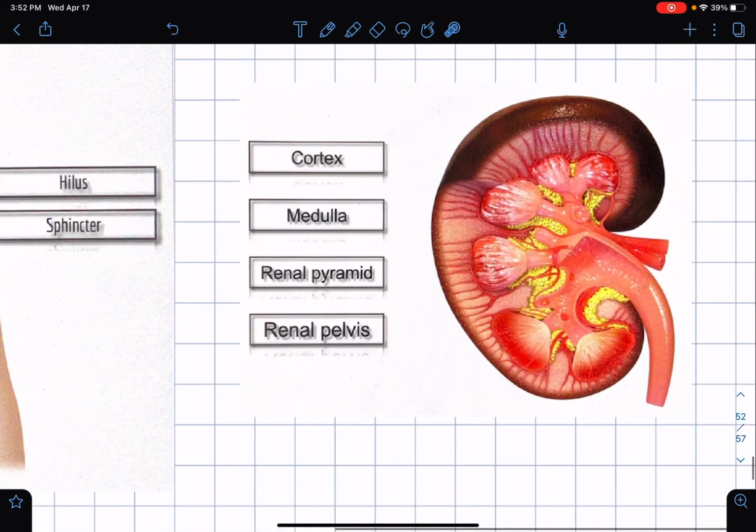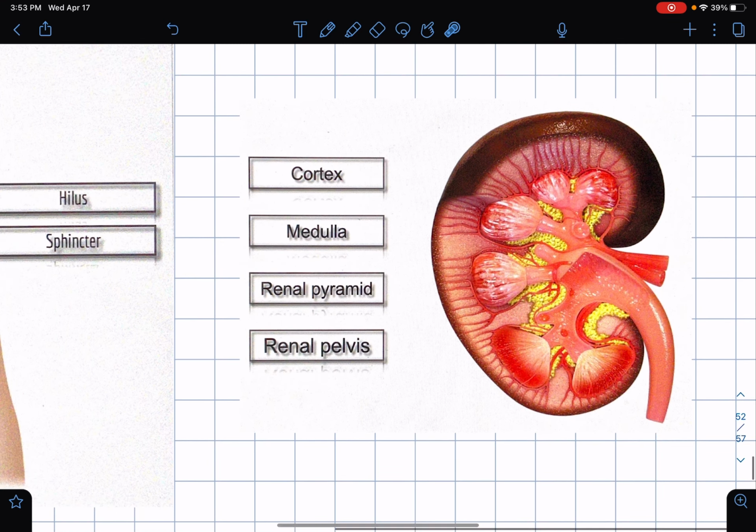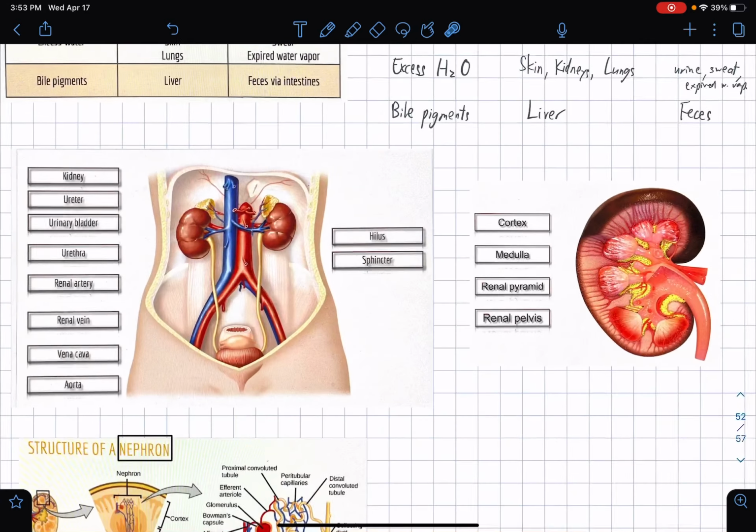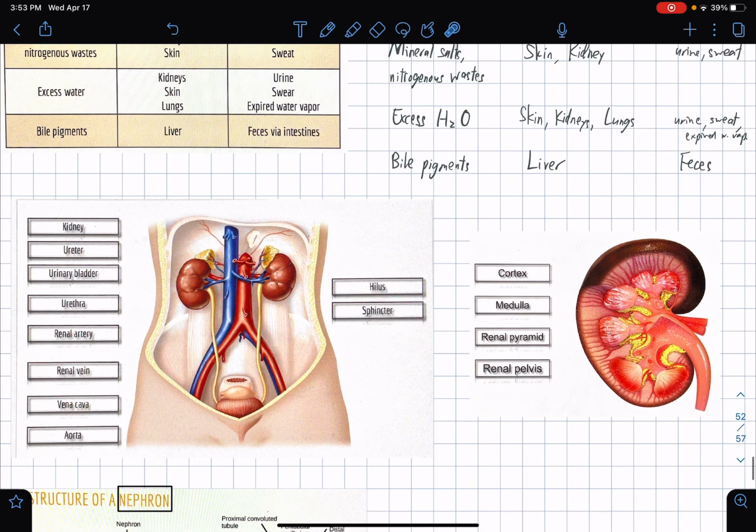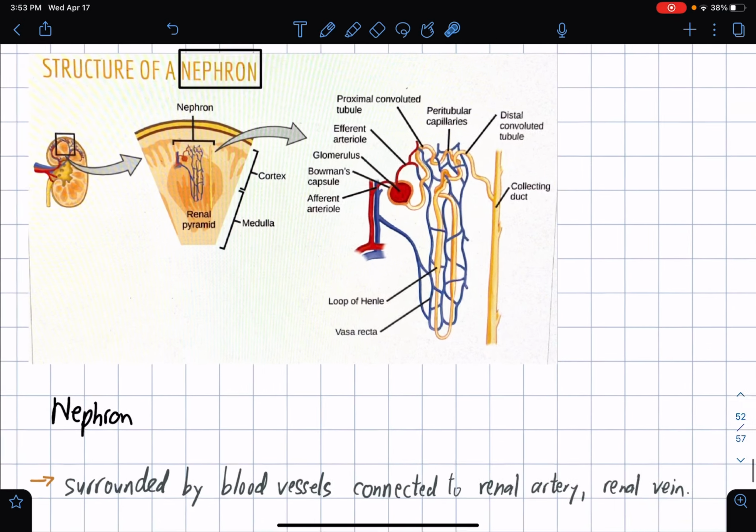So yeah, my explanation is kind of terrible, I acknowledge that. But it's my first time. We have the cortex, medulla, renal pyramid, renal pelvis. I won't discuss that anymore. Structure of a nephron.